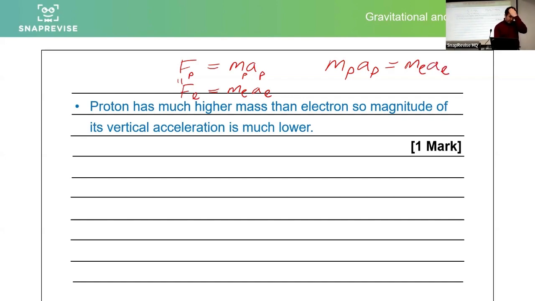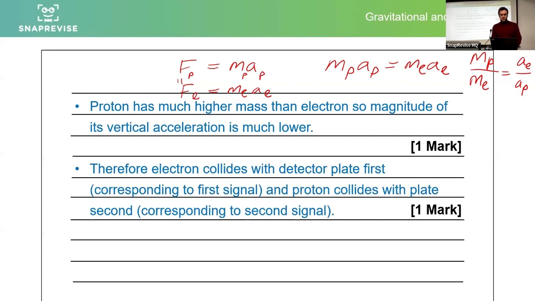Okay, so the ratio between their masses is going to be the ratio between their accelerations, or an inverse relationship between their accelerations. The proton is about 1,000 times more massive, so it's going to have an acceleration about 1,000 times slower. Therefore, the electron collides with the detector plate first, and the proton collides with the plate second. Yeah, hopefully that stands to reason. I've done a little bit of maths on the side of my question. It can't hurt to have it there.